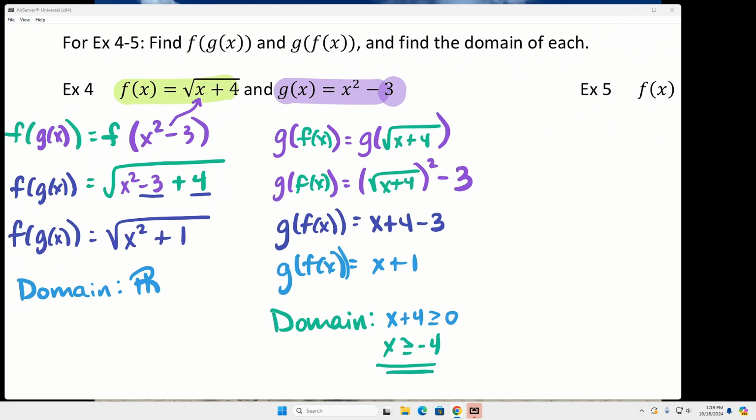What happens inside all your work matters for domain. It's really hard to get those questions right because it's tempting just to look at the final answer.